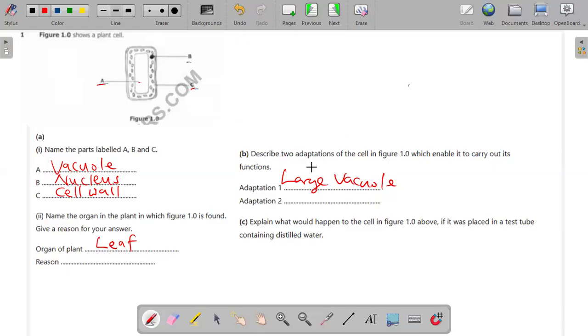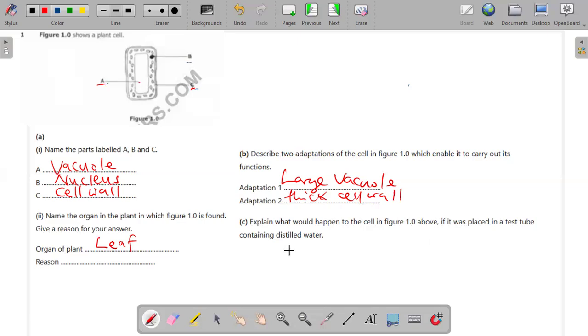So that's one adaptation. Then the other adaptation is that you see the outer structure is the cell wall. So it has a thick cell wall. The thick cell wall provides a structure for support and protects the cell from damage, as we earlier learned. Okay, then the last question is saying, explain what would happen to the cell in figure 1.0 above if it was placed in a test tube containing distilled water.